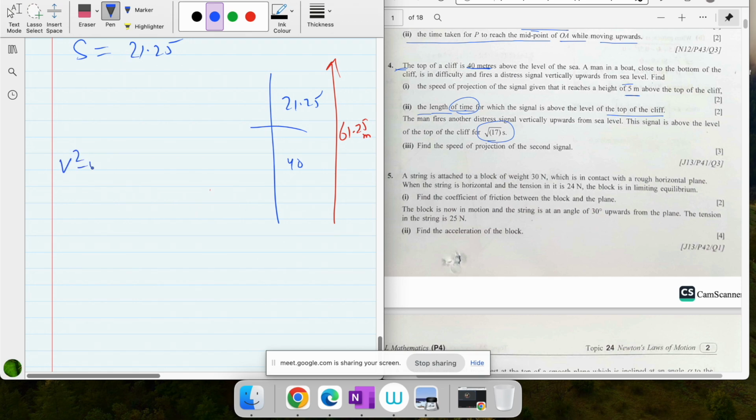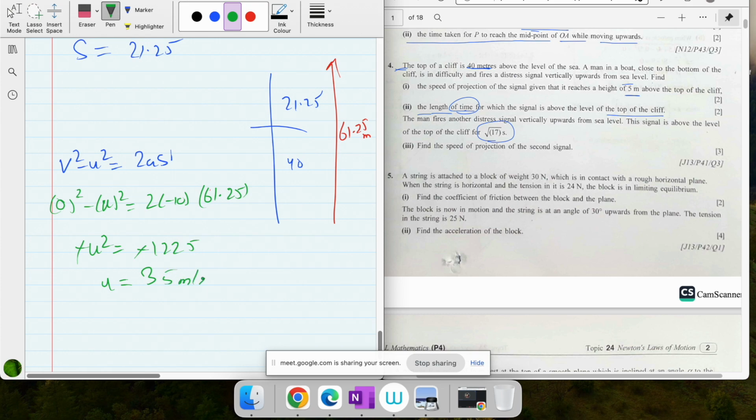v squared minus u squared is equal to 2as. Final velocity at the top is 0. Initial velocity is unknown. Acceleration is minus 10. Total displacement is 61.25. So minus u squared is equal to minus 2 into 10 into 61.25, which is minus 1225. u is equal to the square root of that, and the answer is 35 meters per second.